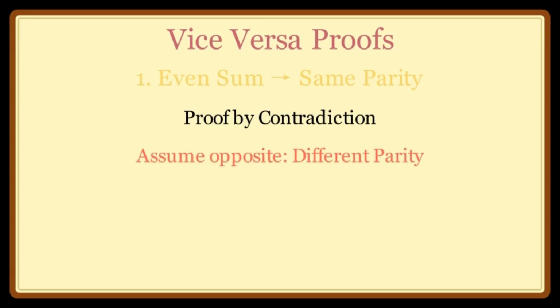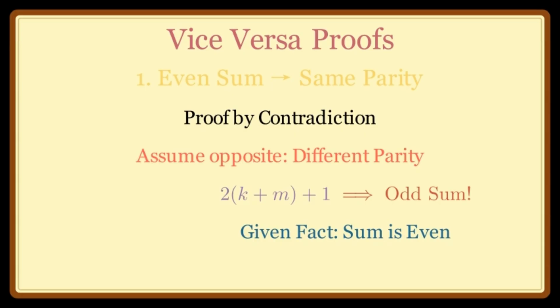Imagine for a moment that they do not have the same parity. That would mean one is even, 2 times k, and one is odd, 2 times m plus 1. We already proved that adding an even and odd gives us 2 times the group k plus m plus 1, which is definitively an odd number, but wait. We started with the absolute fact that the sum is even. Saying an even sum is equal to an odd number is a total contradiction, because assuming they have different parities leads to an impossible situation. Our assumption must be wrong. They absolutely must have the same parity.